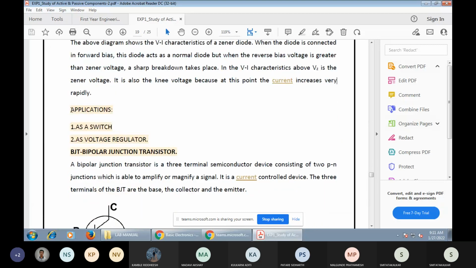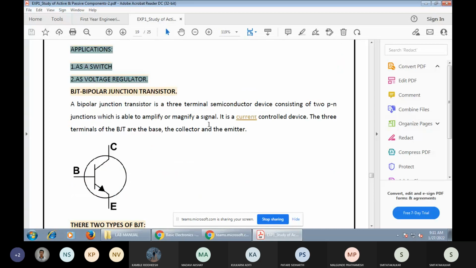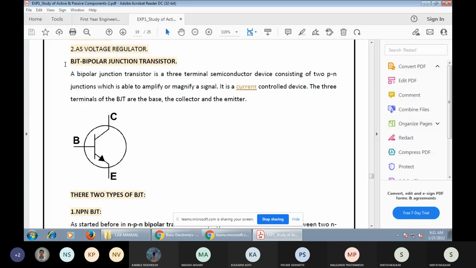Then the third one, applications. The Zener diode is used as a switch, and also as a voltage regulator power supply.